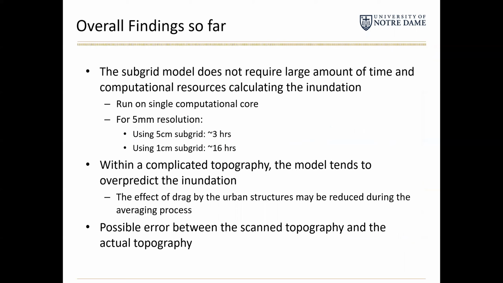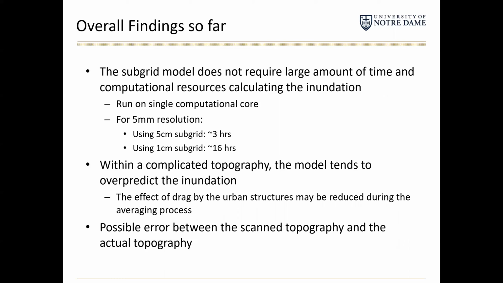The model does not require large parallel computing systems. Instead, it runs on a single computational core and does not take over 1 day after grid averaging. But we also notice that the current limitation of the model is that within a complicated topography, the model tends to overpredict the inundation, probably because the effect of drag by those urban structures located closely together cannot be fully modeled after the averaging process.